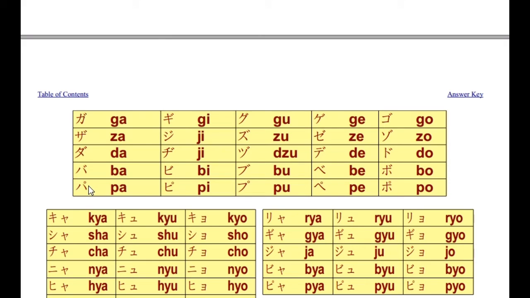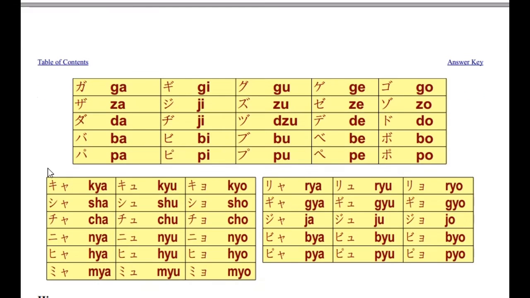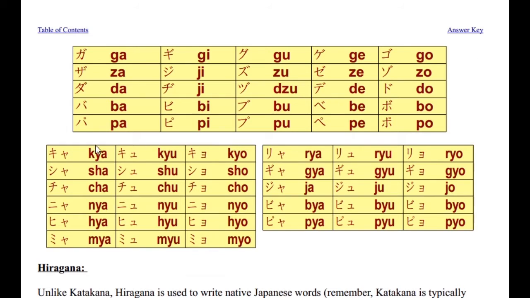Notice that these are the only characters that have a little circle here. If you want to say pa, you put a circle. If you want to say ba, make the two little dots. And here we have characters that are basically combinations of two characters.